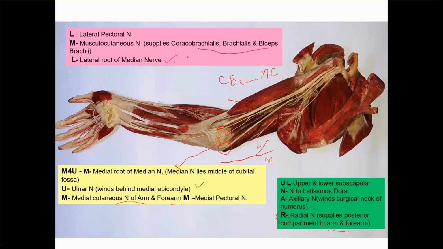Upper and lower subscapular nerves will be supplying the subscapularis muscle. Then you have the nerve to latissimus dorsi. If you see that nerve, it will be the nerve to latissimus dorsi. And for the axillary nerve, you should look for the surgical neck of the humerus. You will see it winding around the surgical neck of the humerus. That will be the axillary nerve.